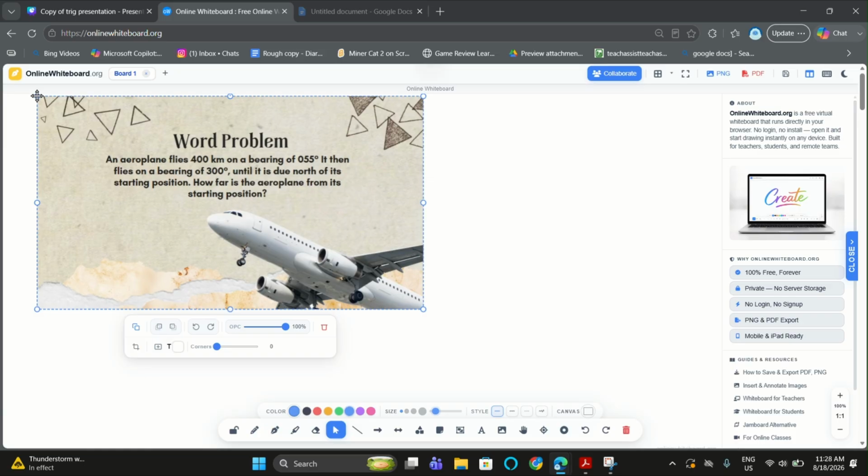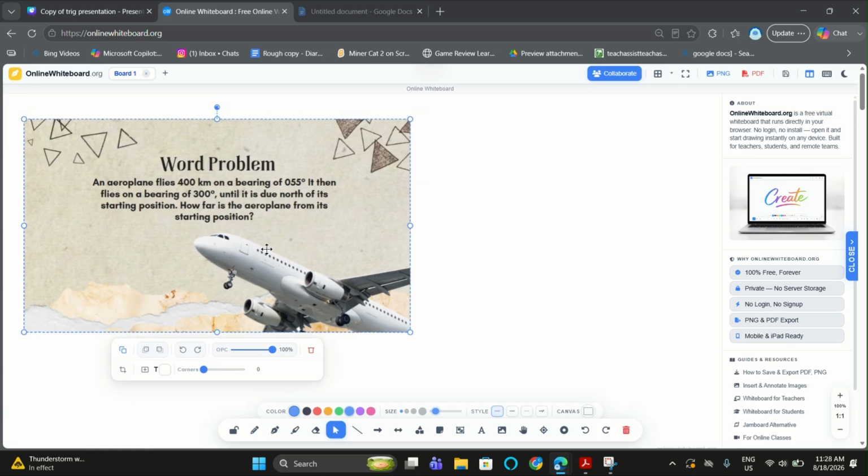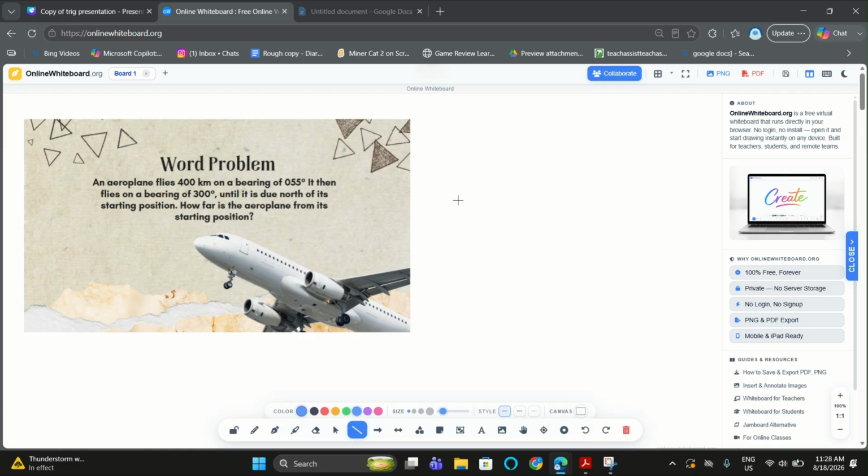So this is the question. An airplane flies 400 kilometers on a bearing of 55 degrees. So we're going to assume, or we know, that it's true bearings. So let's draw this out. They're saying that an airplane flies 400 kilometers on a bearing of 55.